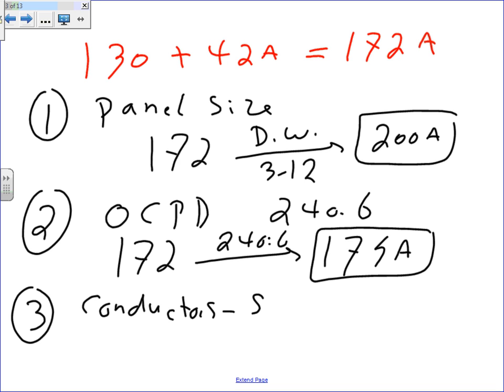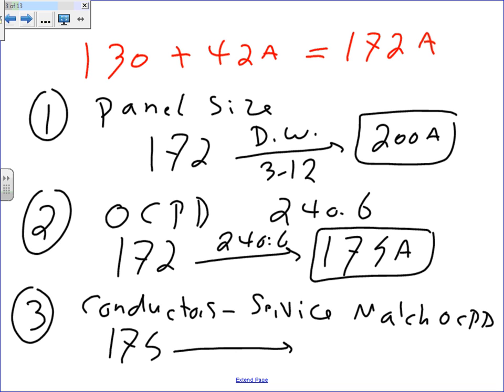Service conductors, right? The last one was service conductor 3. I'm going to size it. I'm going to say here, match the overcurrent protection device. So I have 175.